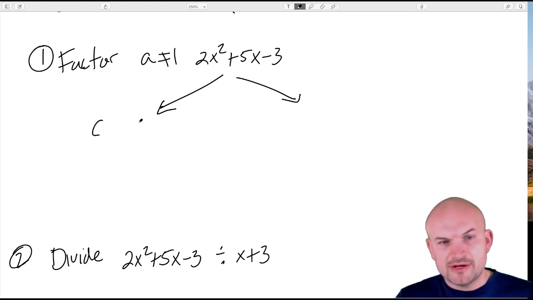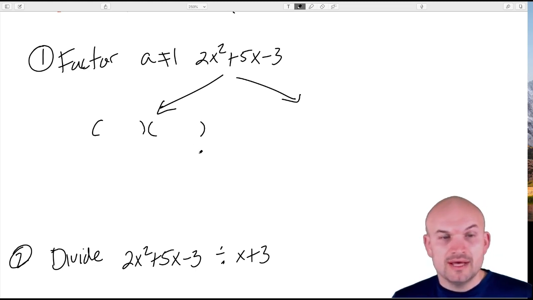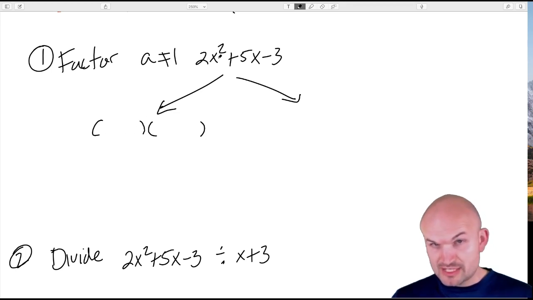So first, when we want to factor a quadratic, we know that we can factor it as a product of two binomials. So I'm going to break this down into two binomials here. Remember, when you're multiplying two binomials, the first two terms are going to give you this first term, 2x squared.